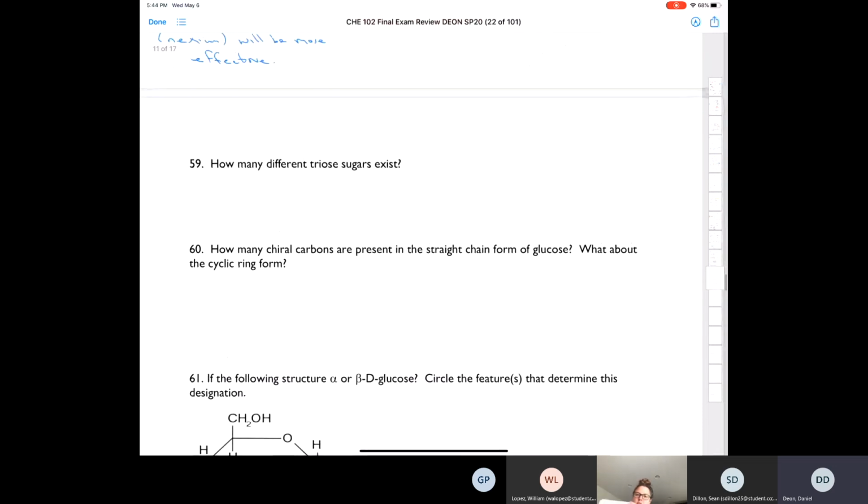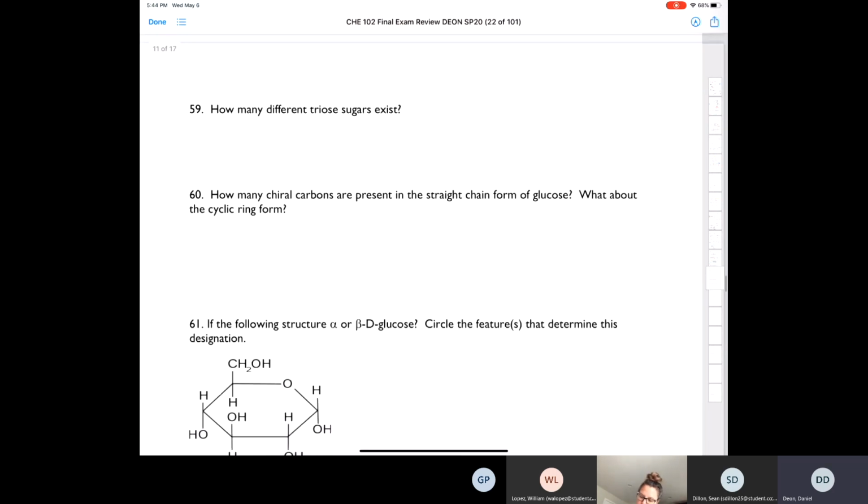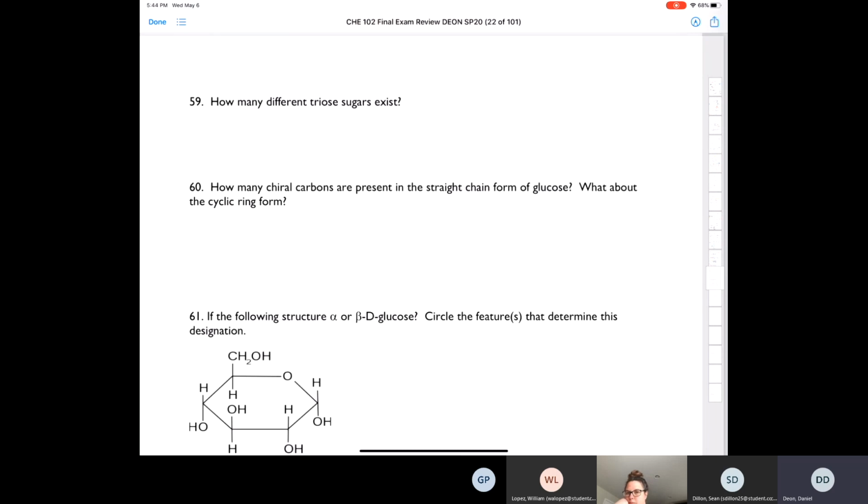Okay, question 59. How many different triose sugars exist? This is a question I would never ask you in 100 years because I never asked you to memorize any triose sugars. But I'll just show you what they would be, and we can discuss them quickly. We can have this molecule, which we did look at in detail one night. It's one of the simplest possible carbohydrates. This is D-glyceraldehyde, and then we can have L-glyceraldehyde, which is its enantiomer.